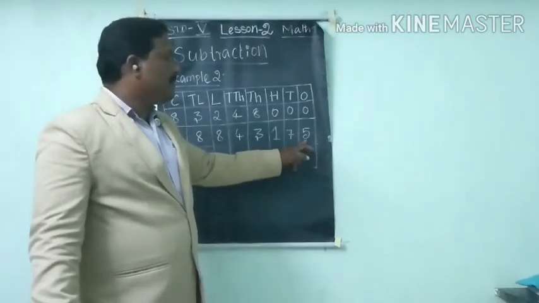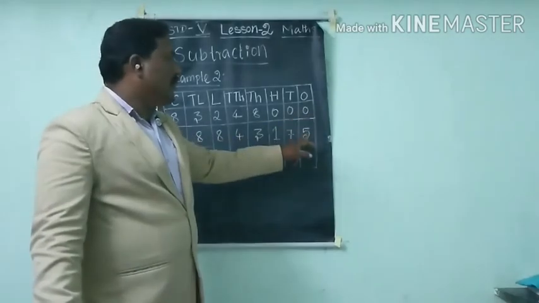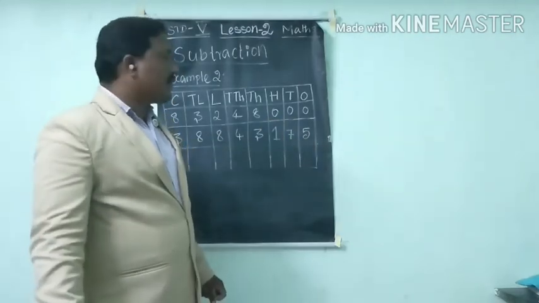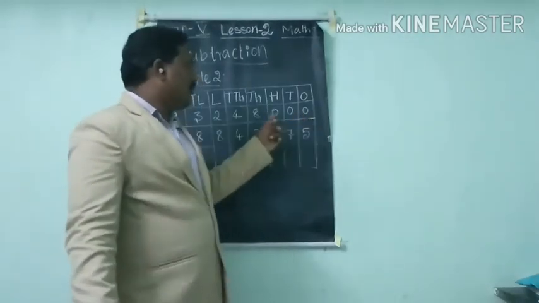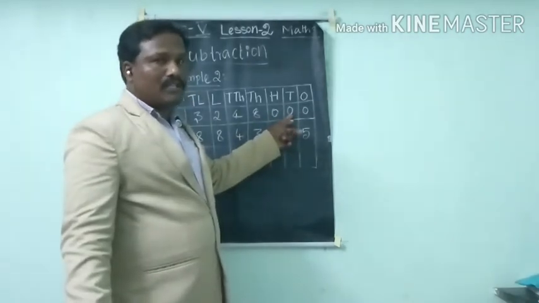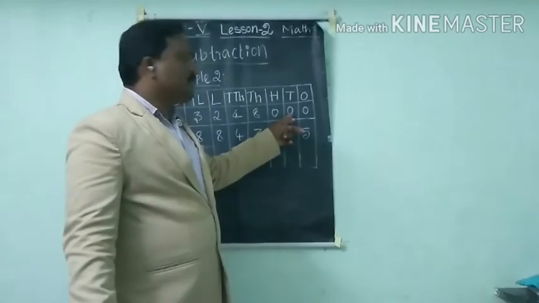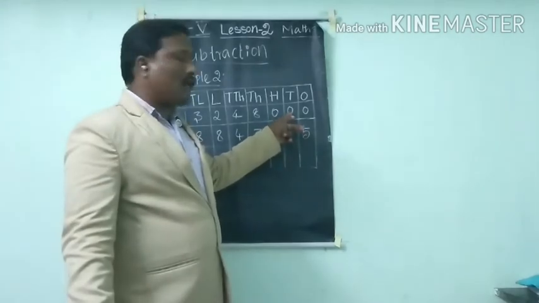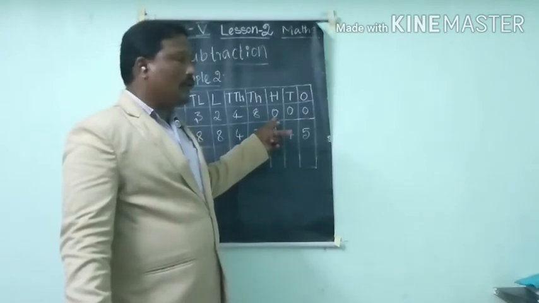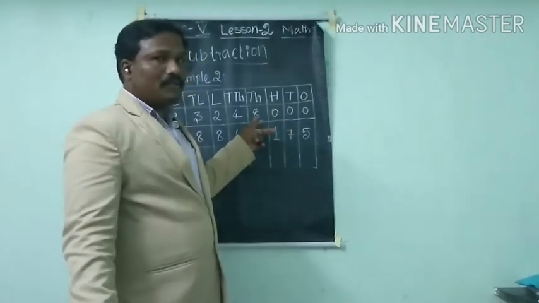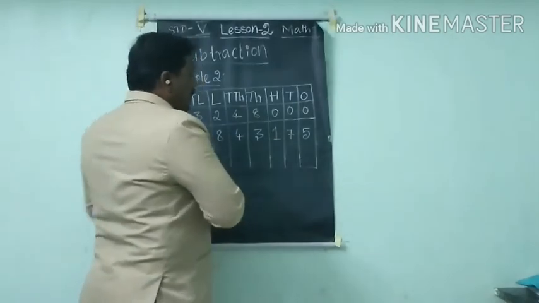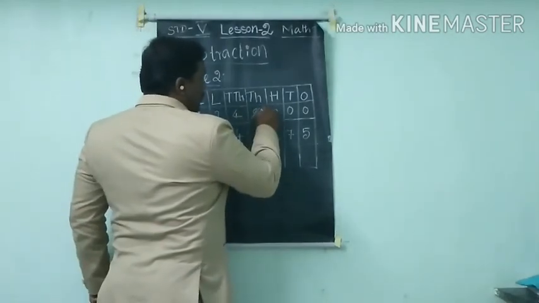Easily we can subtract. But here see, 0 minus 5. We can't subtract 5, so what can we do? We have to borrow 1 from a nearby number. But here there is no value, it is also 0. So we try to borrow from the next place, which is also 0. So we will try to take 1 from here. Here 8 is there. If we borrow 1, it becomes 7.